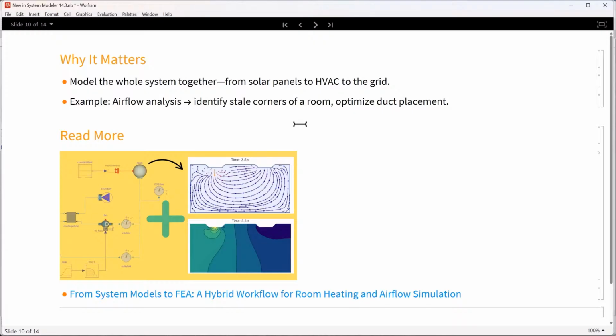So there's the second challenge, tackling the climate and energy transition by making energy systems easier to design, test, and optimize.